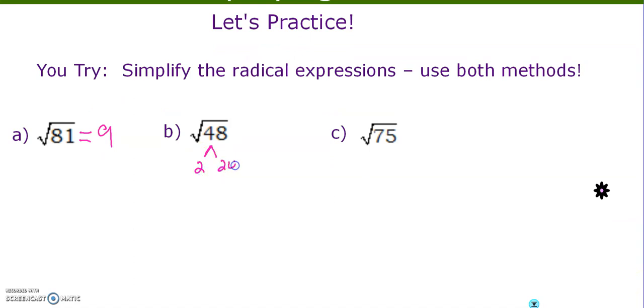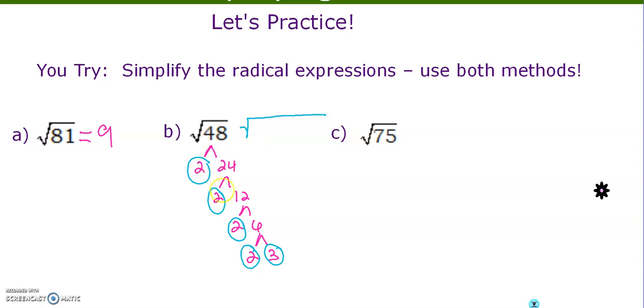I got 2 and 24. I've got 2 and 12, 2 and 6, 2 and 3. I'm going to circle all my prime numbers, and they're all going to go under a radical. I have 1, 2, 3, 4 2s, and a 3. I'm looking for doubles, so I can put them under the radical as a perfect square. And then I look to see those perfect squares and take the square roots.